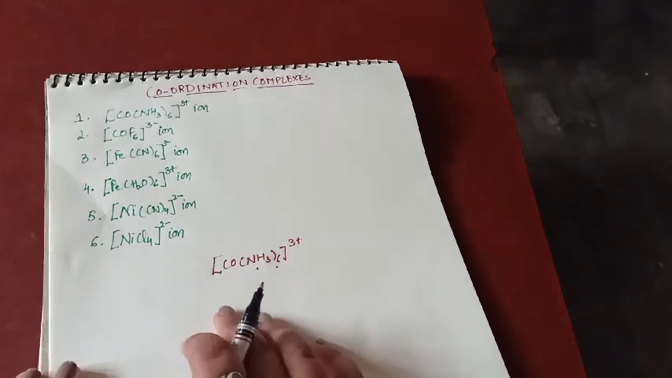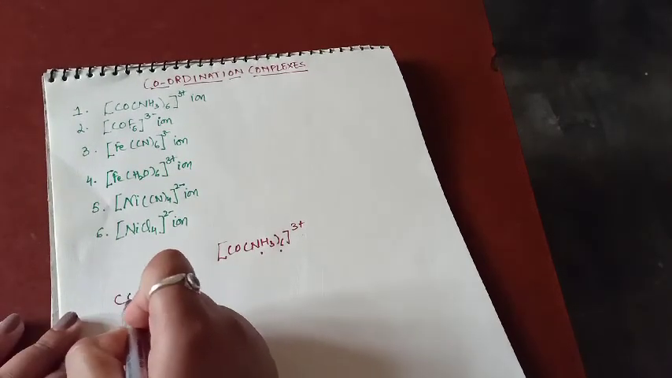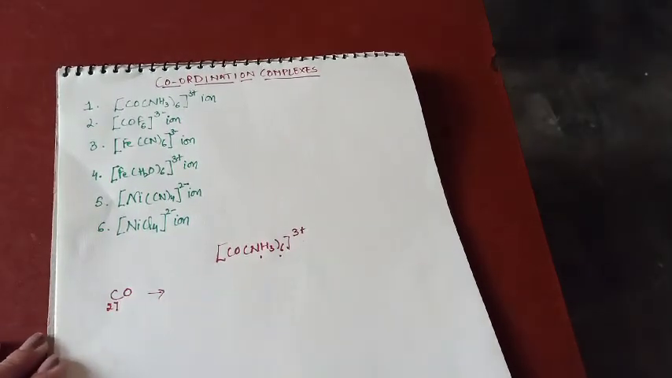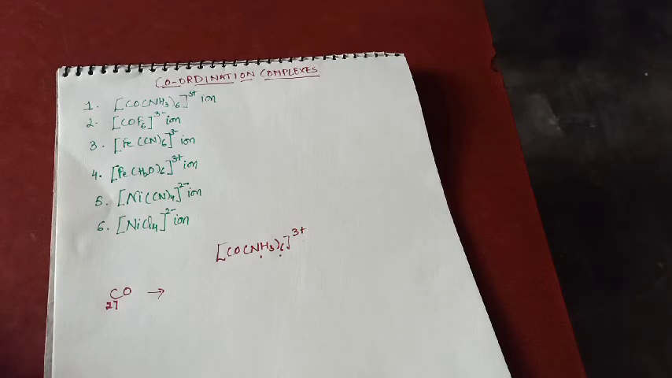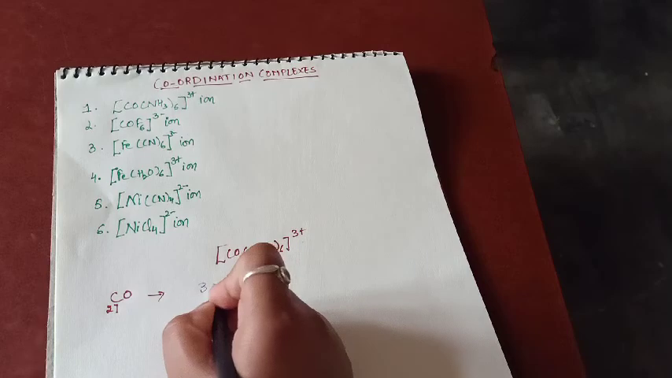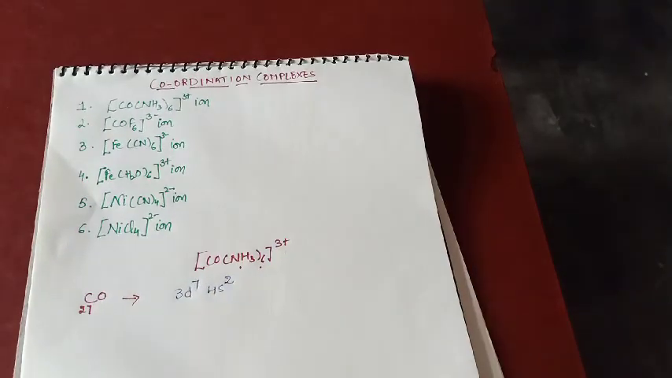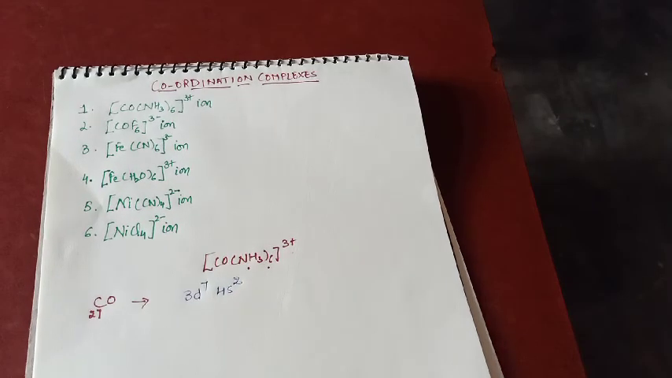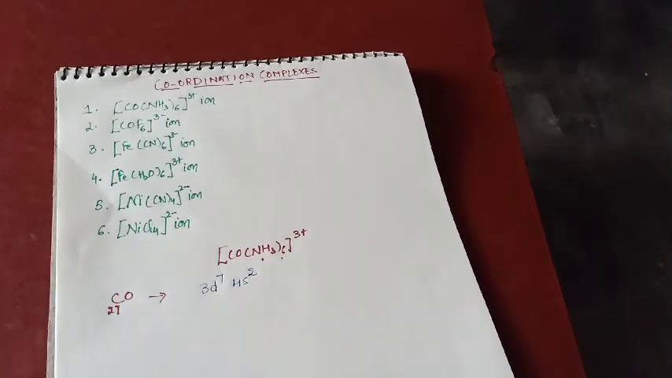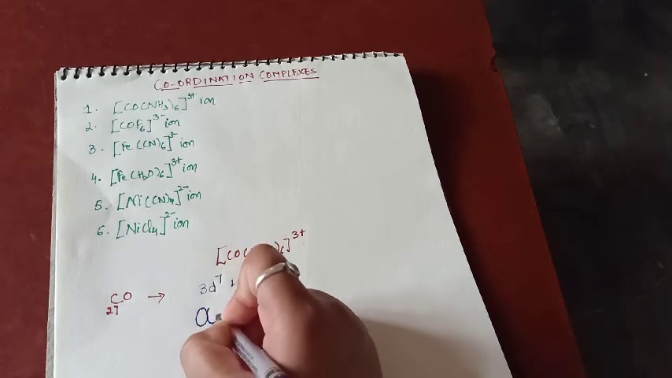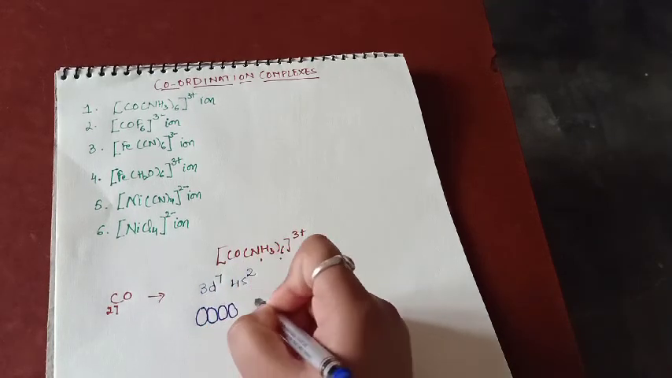So first of all, what is the atomic number of cobalt? That is 27. If 27 is the atomic number of cobalt, okay, so what will be the electronic configuration? 3d7 4s2. I am just writing the outer electronic configuration. Okay, now what will I do? I will make the orbital picture of the electronic configuration. So the orbital picture first of all.